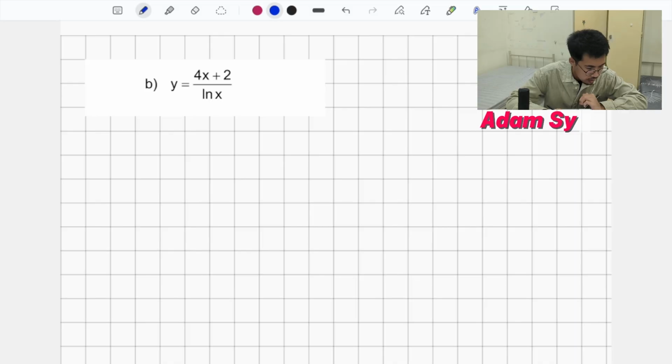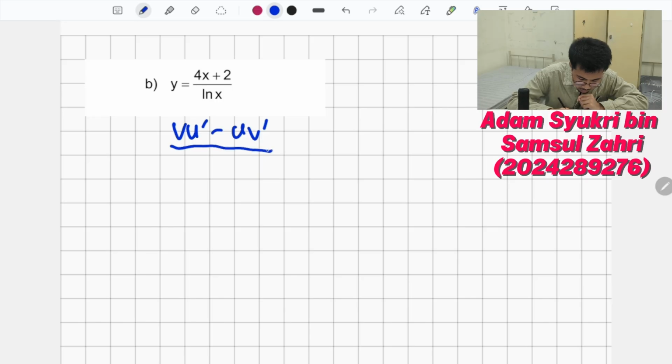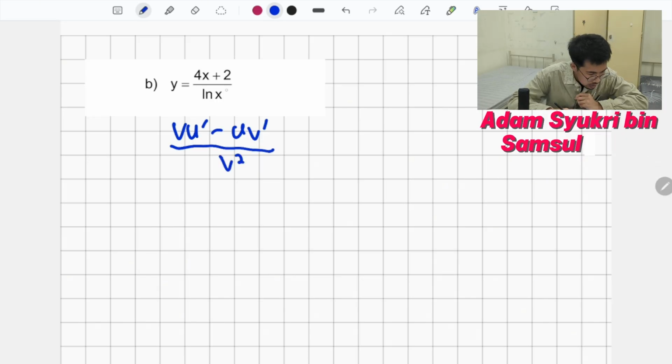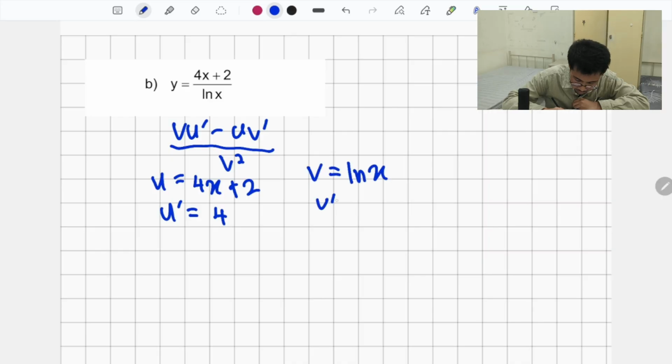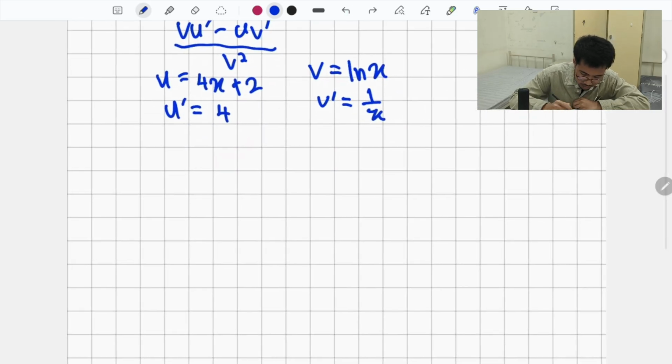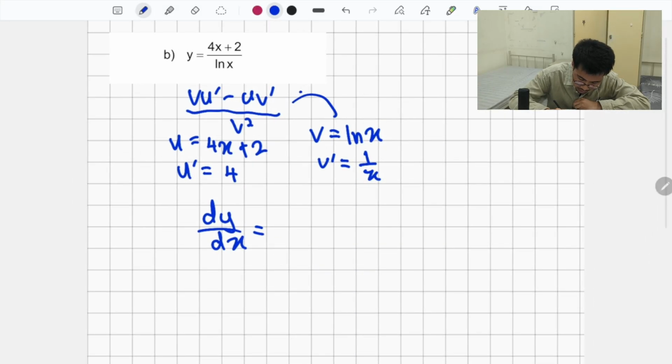For question 2b, we need to use the quotient rule: v u prime minus u v prime over v squared. Now, let's identify which one is u, u prime, v and v prime. U equals 4x plus 2, so u prime equals 4, and v is ln x, so v prime is 1 over x. How do we get this 4? We differentiate this u, and then you will get u prime. For v, we differentiate this v, and you will get v prime. And then write down dy/dx equals, and we substitute all of this into this formula.